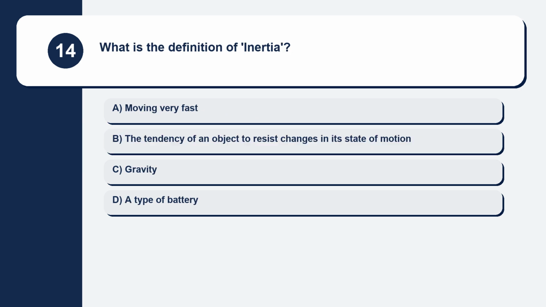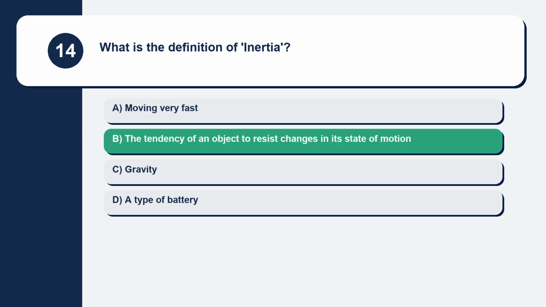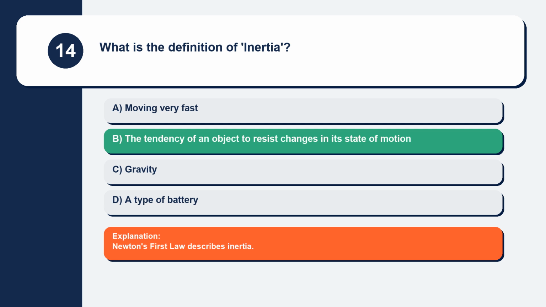Question 14. What is the definition of inertia? Moving very fast. The tendency of an object to resist changes in its state of motion. Gravity. A type of battery. Newton's first law describes inertia.